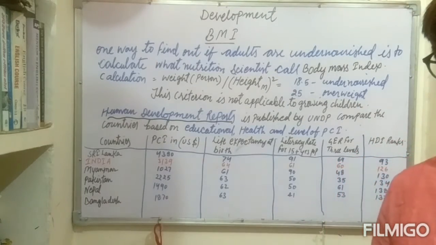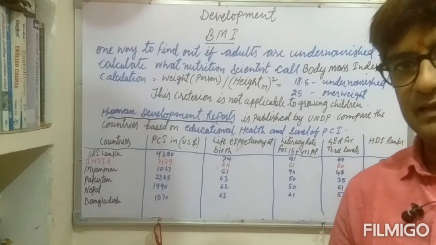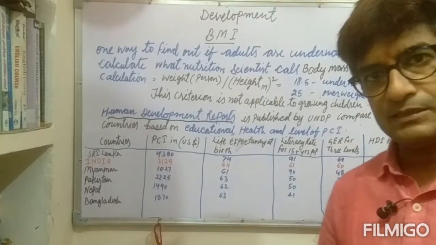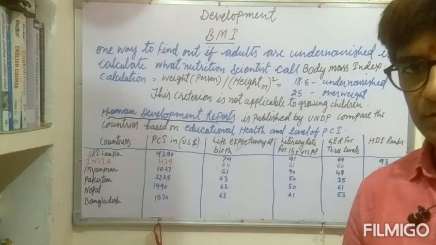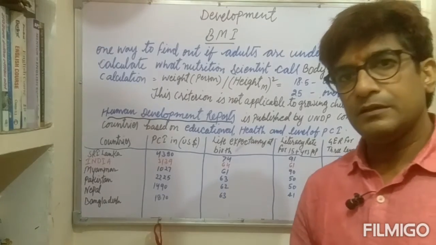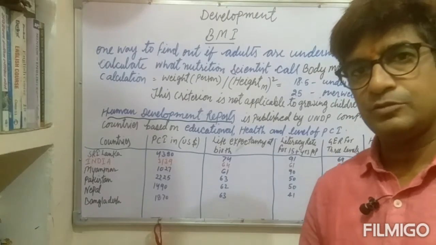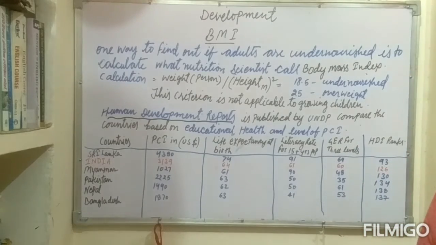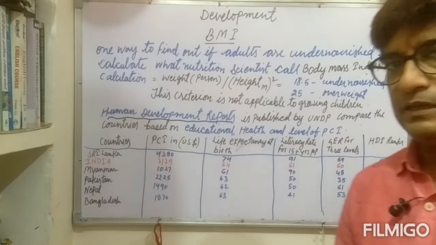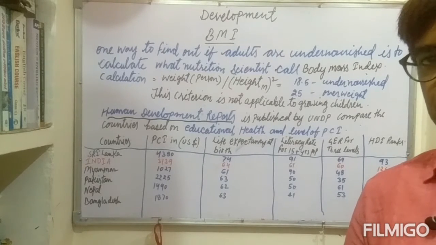As we have studied in development, the different indicators such as income, education, and health. In health, you have already studied the infant mortality rate, the sex ratio, and so many other parameters, but this one is very important, which is prescribed by the UNDP. Now let us see how to calculate the BMI.